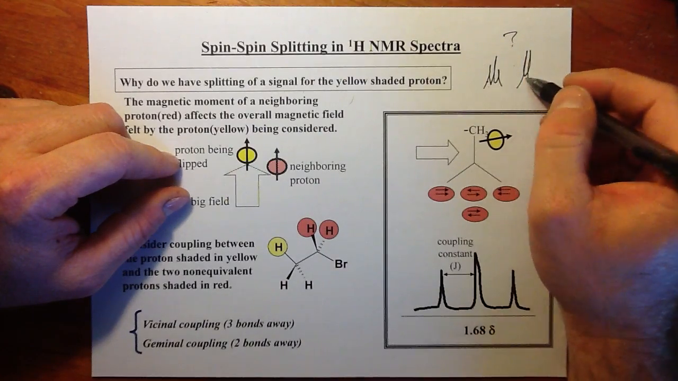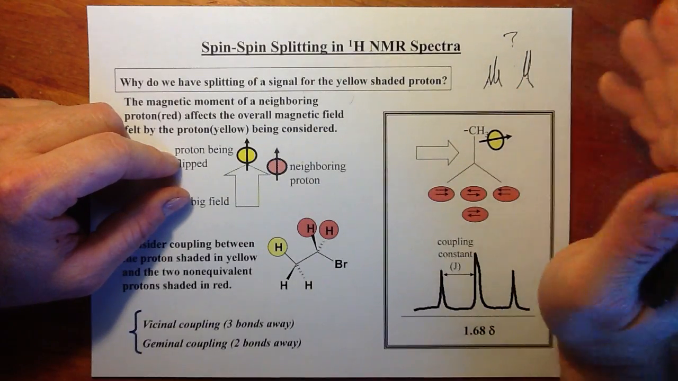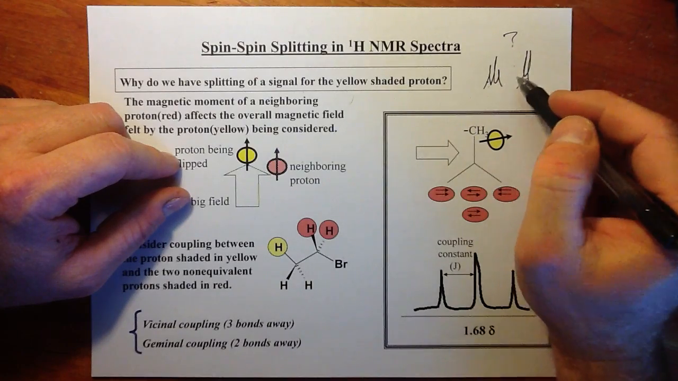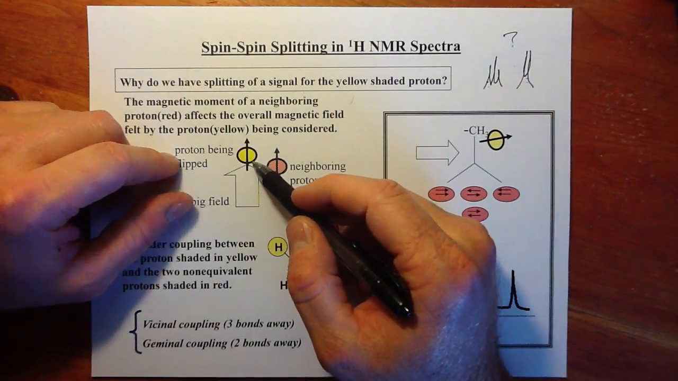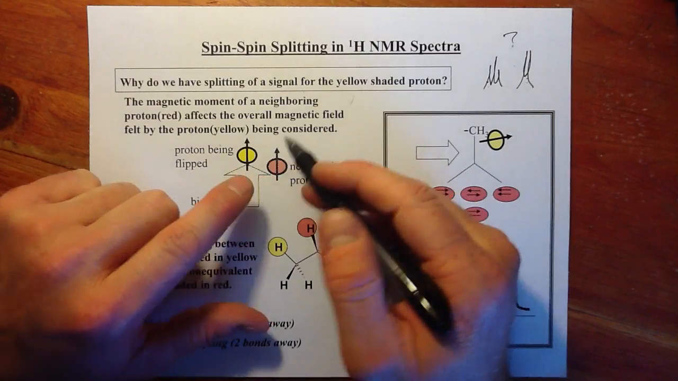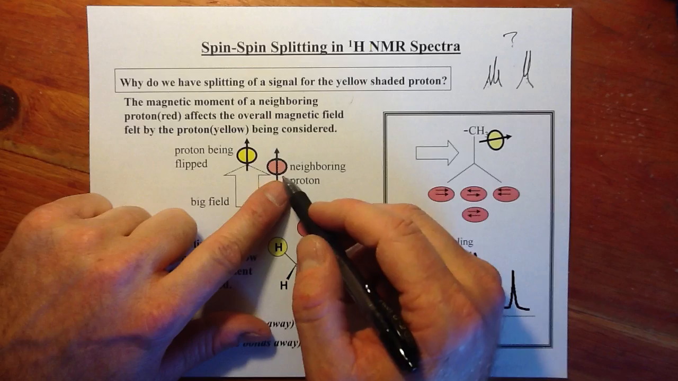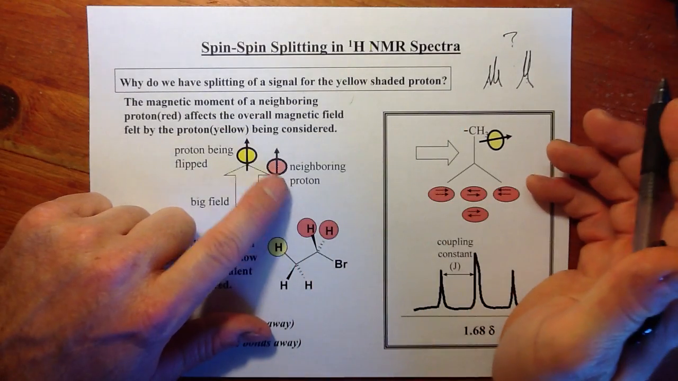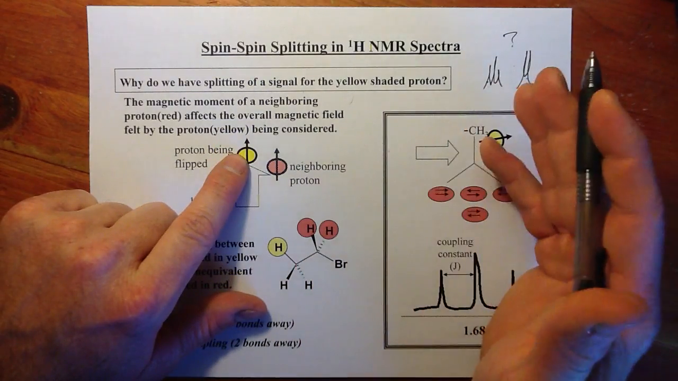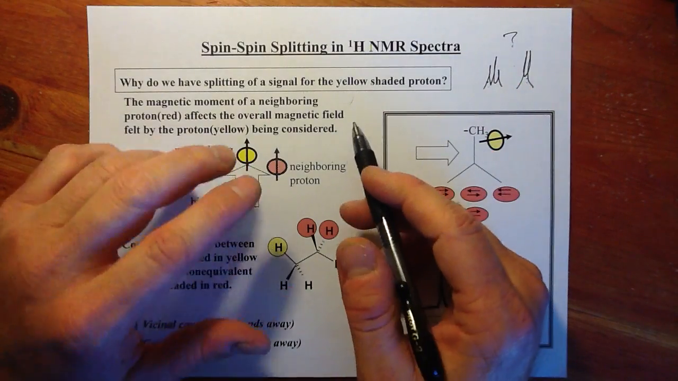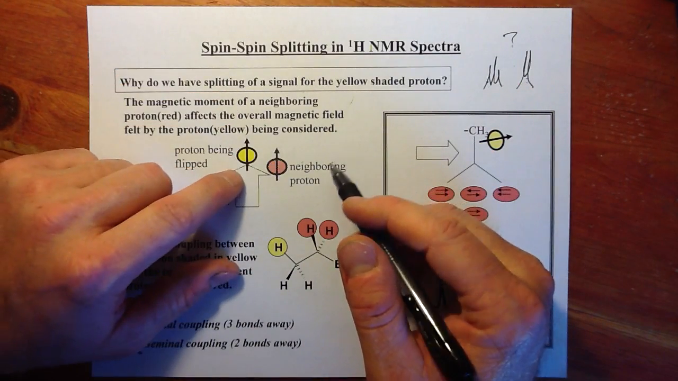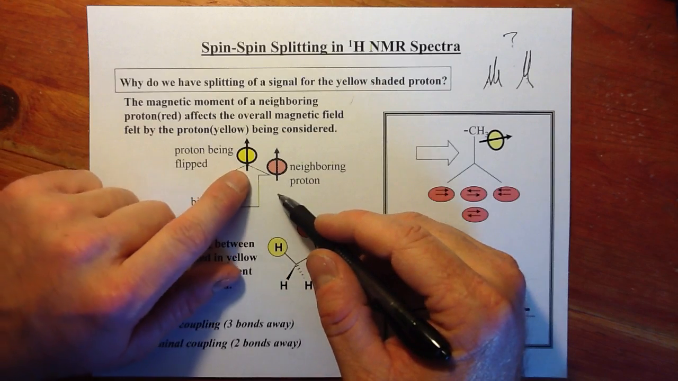How do we explain these types of splitting patterns? We have to look at the neighbor, not the one that generates the signal. That would be the one in yellow. But the neighbor, we're going to indicate by this one in red here. This is a neighboring proton that has a whole different signal, but it's next to the one that's generating a particular signal. It's on an adjoining carbon, a vicinal carbon next door.